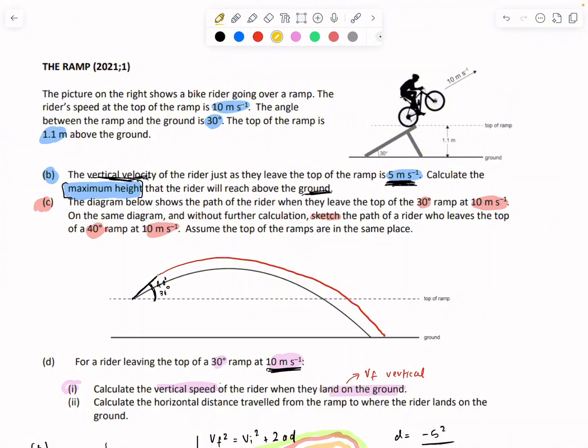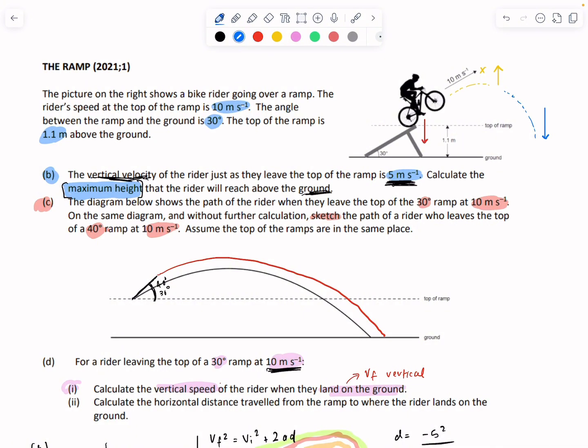So VI, okay, initially this rider is going upwards to this peak point. So VI, the vertical initial velocity, is going up, okay? The final velocity as the rider goes down, okay, is going in this direction, okay? So the velocity of the rider as they go down on the journey is pointing downwards. Gravity is, throughout the whole flight, is also acting downwards.